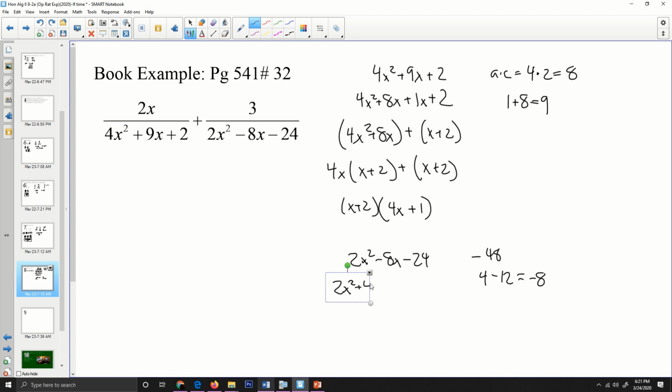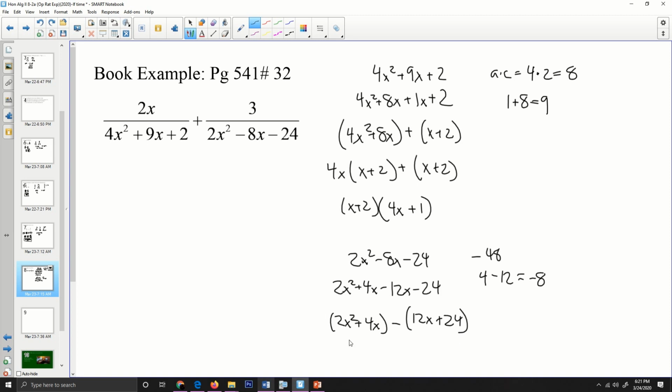So I'm going to go 2x squared plus 4x minus 12x minus 24. And then I'm going to group the first two and the second two. When I group the first two, I'll have 2x squared plus 4x. And when I group the second two, I'm going to remove the negative, and since I'm grouping it, I have to distribute the negative to both terms. So I'll have a positive 12x and a positive 24.